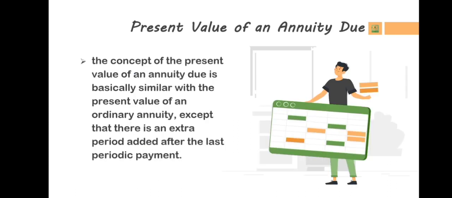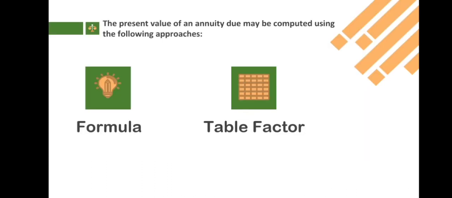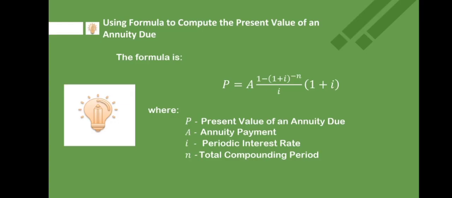The concept of the present value of an annuity due is basically similar with the present value of an ordinary annuity, except that there is an extra period added after the last periodic payment. Therefore, the present value of an annuity due is the discounted value of the amount that will meet the periodic payment requirements from the first up to the last payment. The present value of an annuity due may be computed using the following approaches. First is the formula, and the second approach is the table factor. So let's have first the formula.